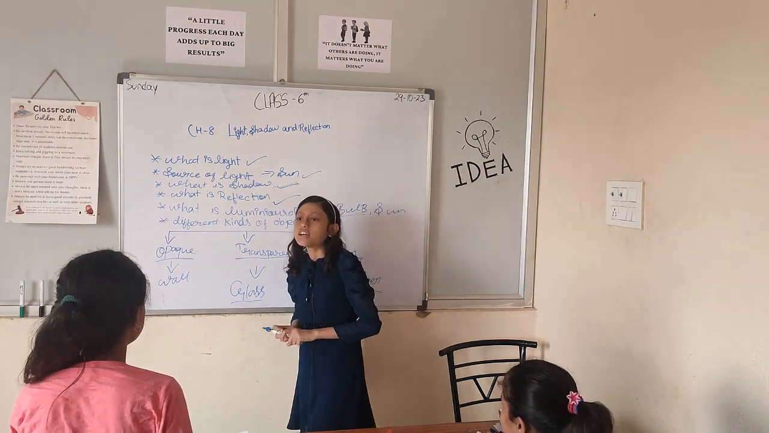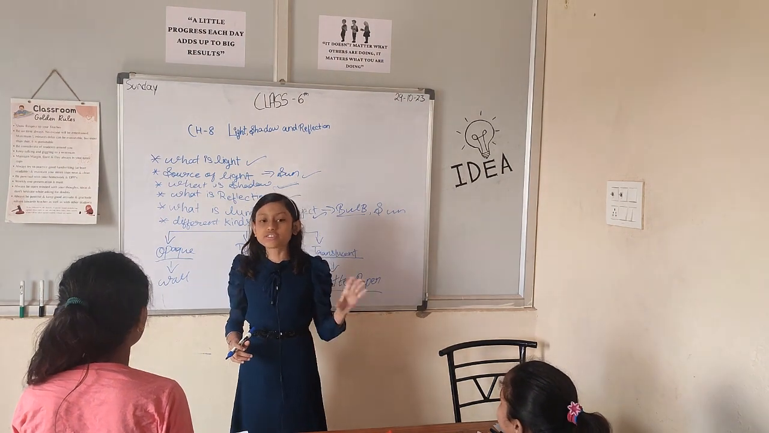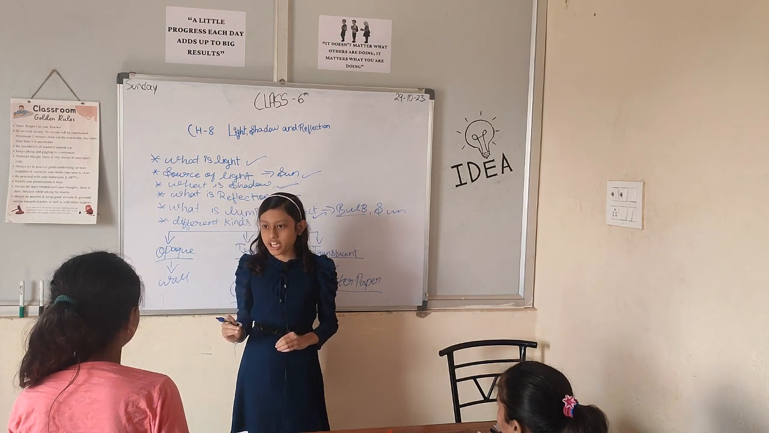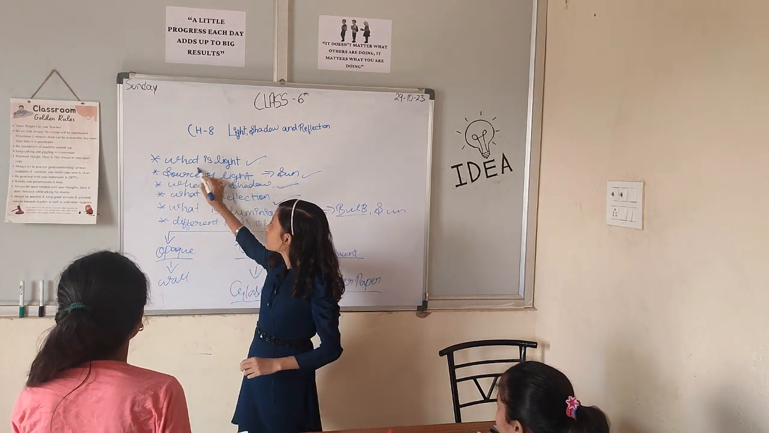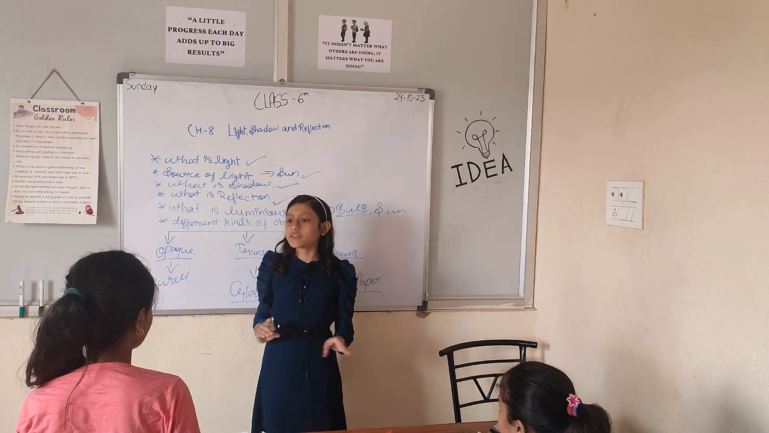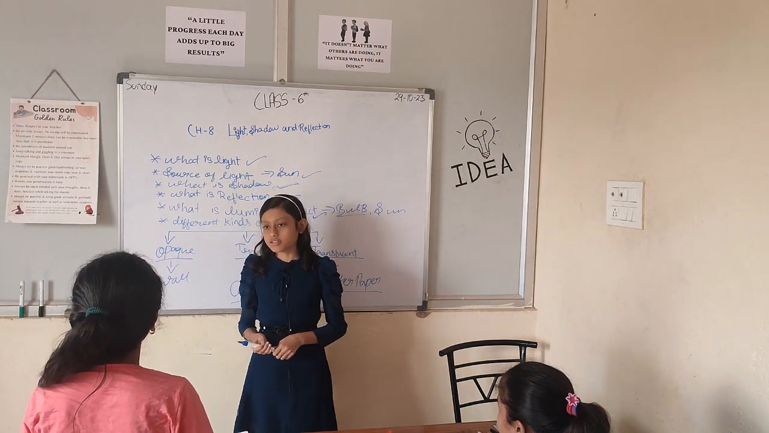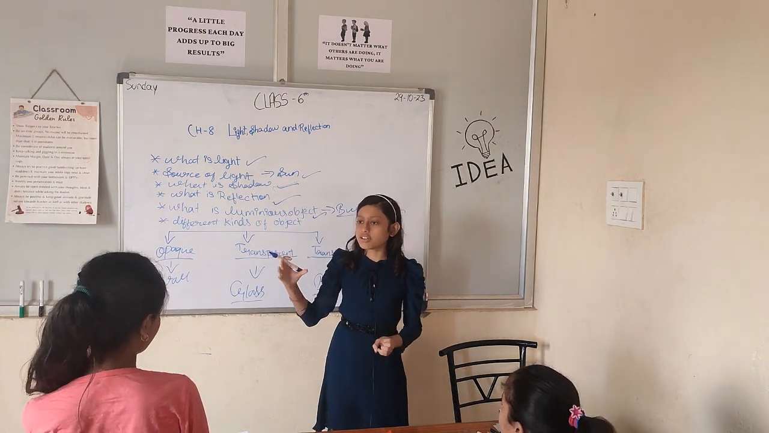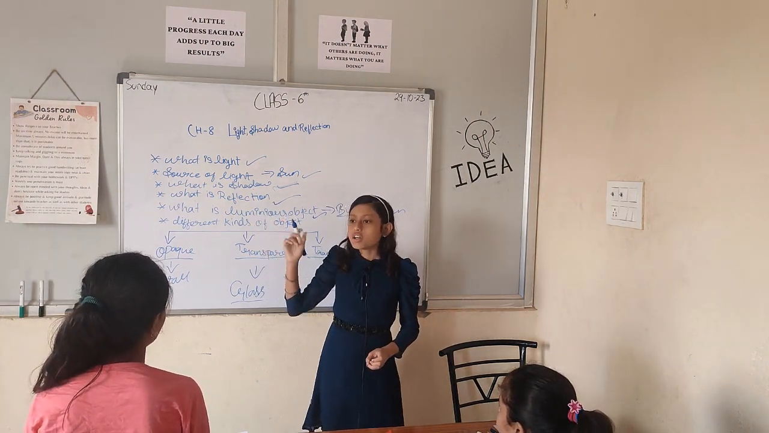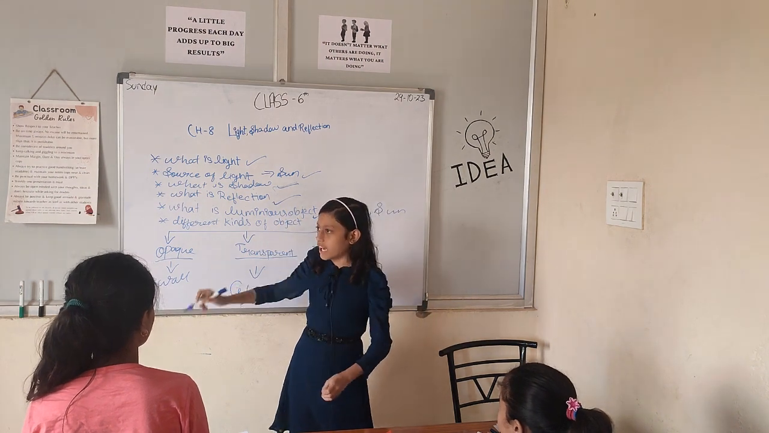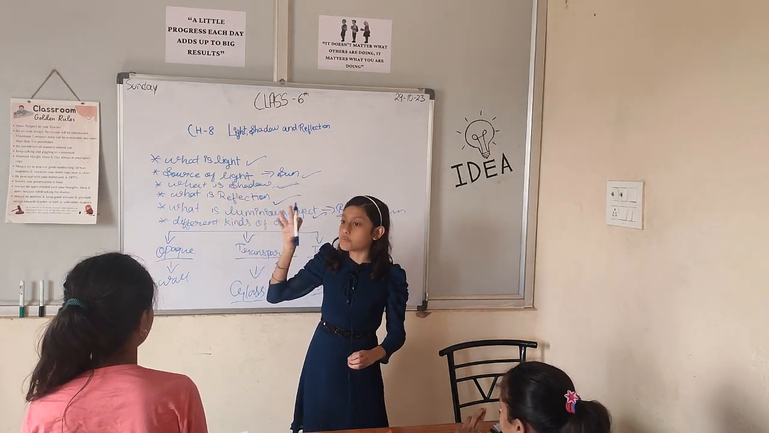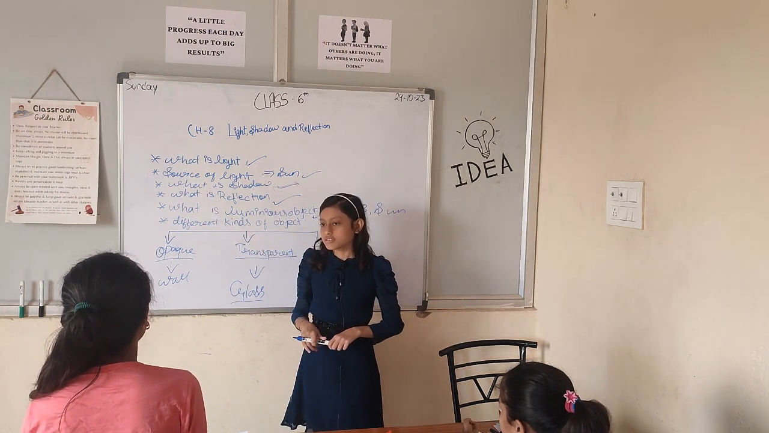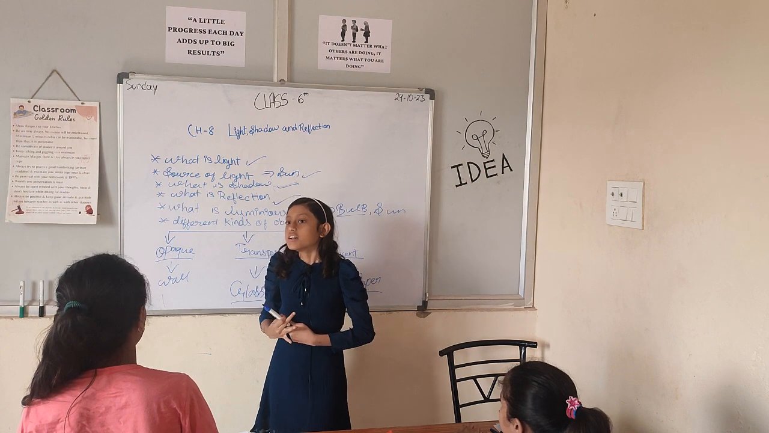What is light and sources of light? Light is a very important source from which humans are able to see. With the help of light we can see. Without light we cannot see anything in the dark. Sources of light are, for example, the tube light, and the sun, which gives us its bright light. That is a source of light. Okay. And what is reflection?